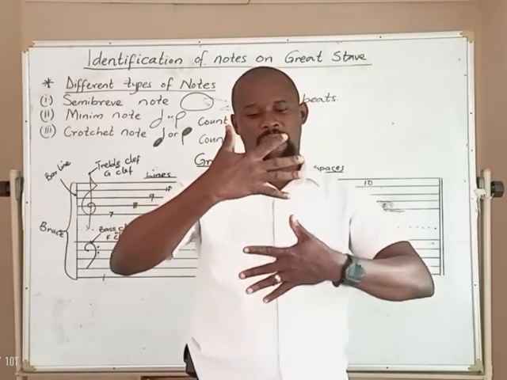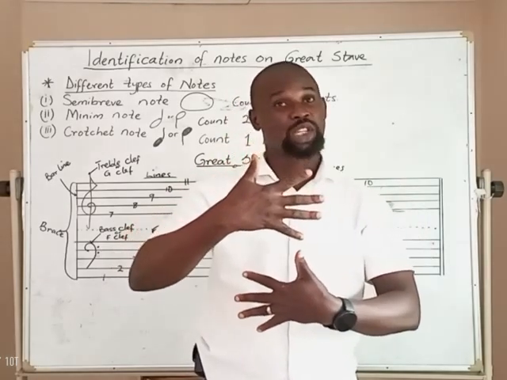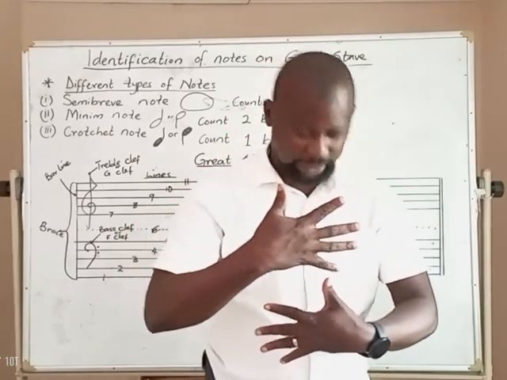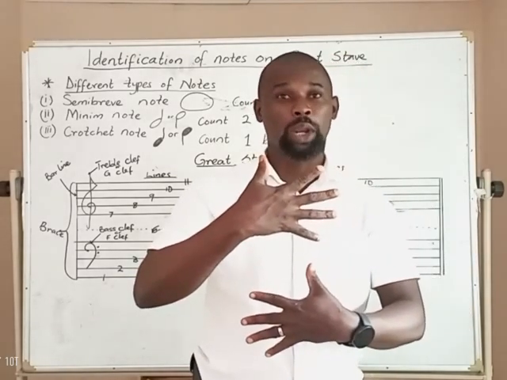Your treble stave has 5 lines. Your bass stave has 5 lines. Adding them together, it's supposed to be 10, right? Yes, it's supposed to be 10. But there is what we call an invisible line.